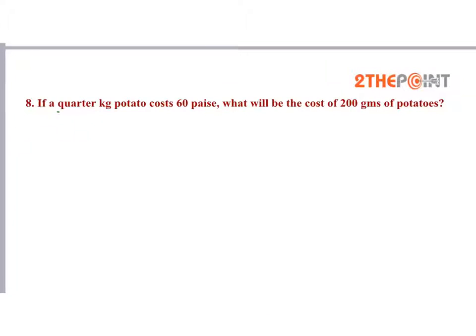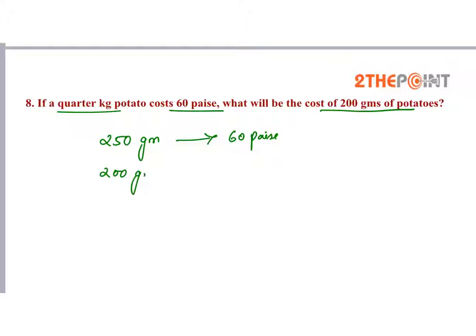If a quarter kg of potato costs 60 paise, what will be the cost of 200 grams of potatoes? So it is given as quarter kg. Quarter kg, we know, is nothing but 250 grams of potato costing 60 paise, and we have to find the cost of 200 grams of potatoes. So here, as the quantity increases, the price also increases. As the quantity decreases, the price also decreases. This is a direct proportion.